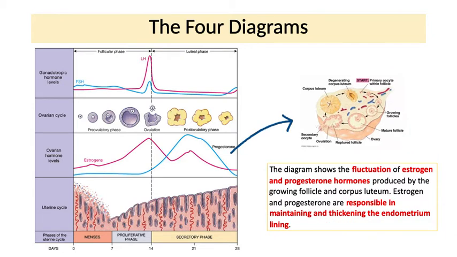The third diagram is the ovarian hormone levels. Here, as I have mentioned before, the developing follicle produces estrogen. You can see from the third diagram as the red line, and then the corpus luteum, or the yellow structure that looks like a popcorn, produces two different hormones, which are the progesterone and estrogens. And both hormones, as I have mentioned before, are responsible in maintaining and thickening the endometrium lining.